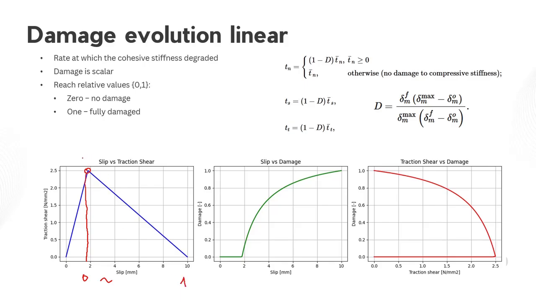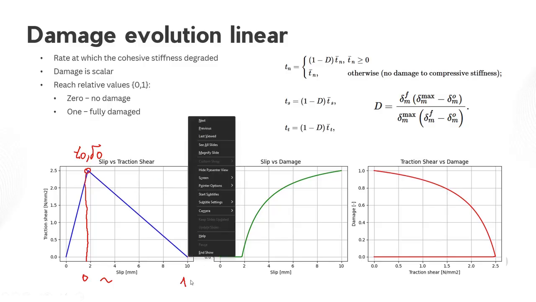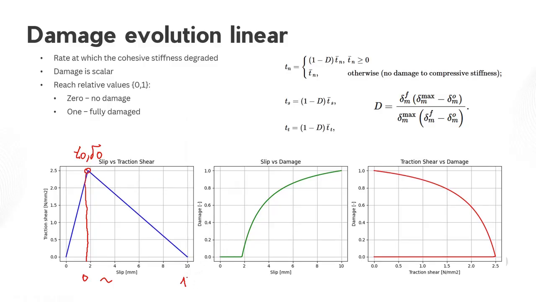damage initiation, where the coordinates or the point here has some t0 and delta zero variables, and at the point of the fracture, the damage will reach number one, that is complete damage, zero stiffness. So you will observe some delta f and tau f.